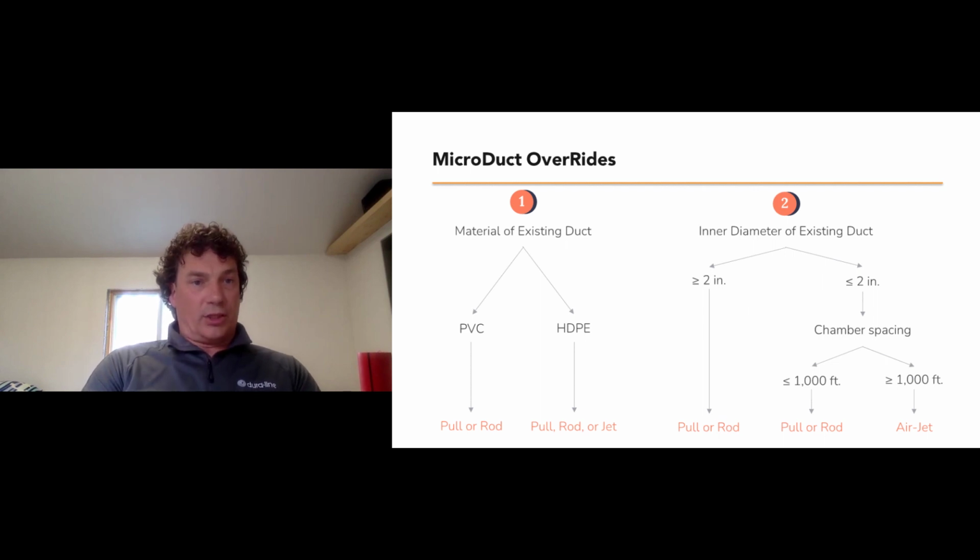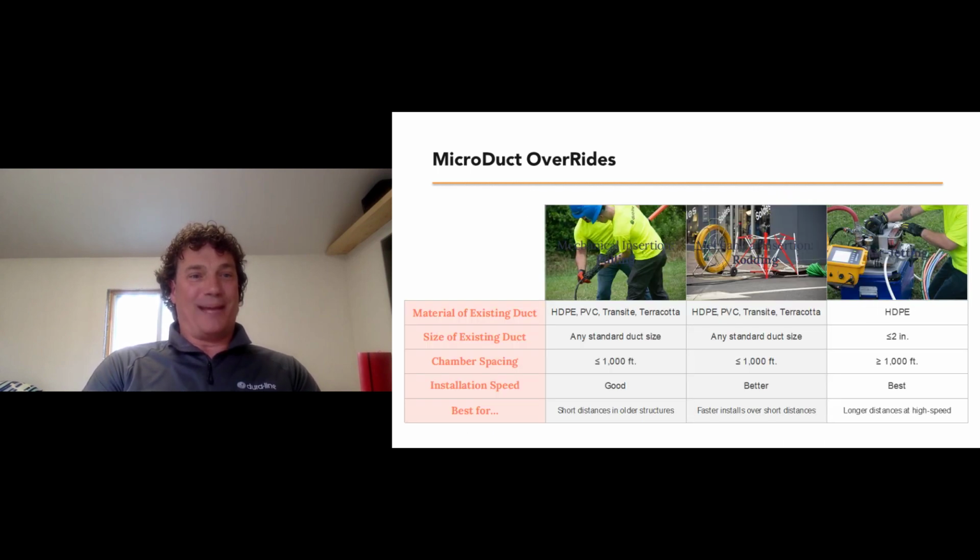So we take a look at good, better, or best, different applications, your installation speed. Mechanical pulling or insertion into an existing duct, rodding or mechanical insertion into that existing duct for less than 1,000 feet, is better. And then the best is to be able to air jet the microducts inside the existing conduits, and that gives you longer distances and at high speed.